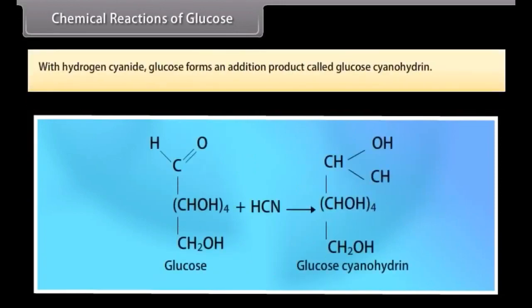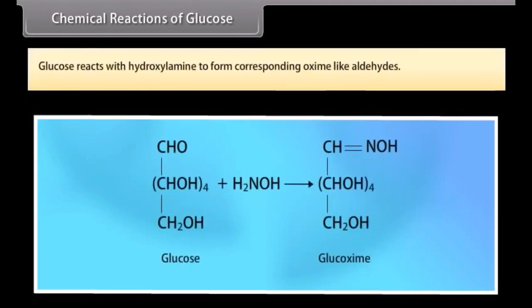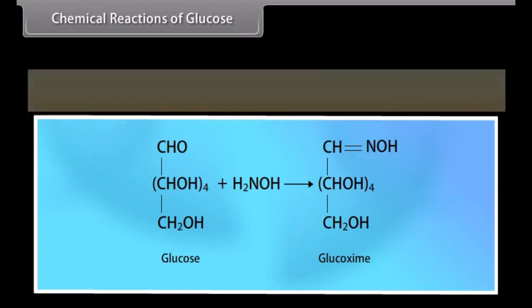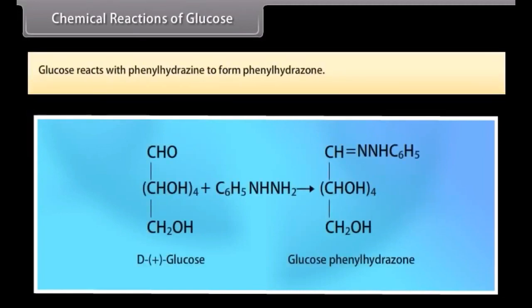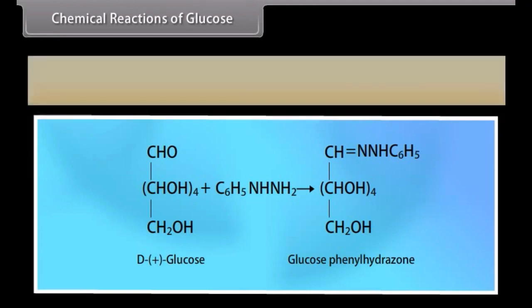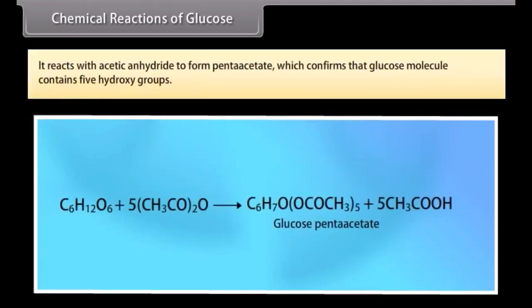With hydrogen cyanide, glucose forms an addition product called glucose cyanohydrin. Glucose reacts with hydroxylamine to form the corresponding oxime, like aldehydes. Glucose reacts with phenylhydrazine to form phenylhydrazone. It reacts with acetic anhydride to form pentaacetate, which confirms that the glucose molecule contains 5 hydroxyl groups.